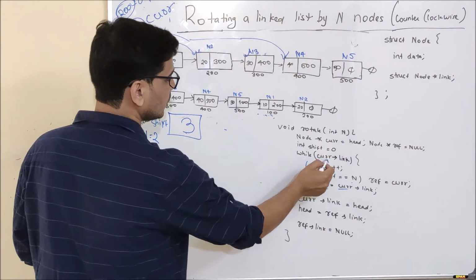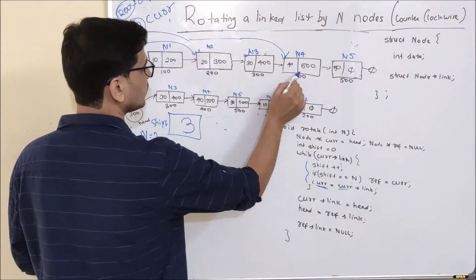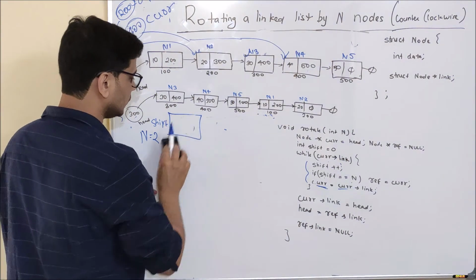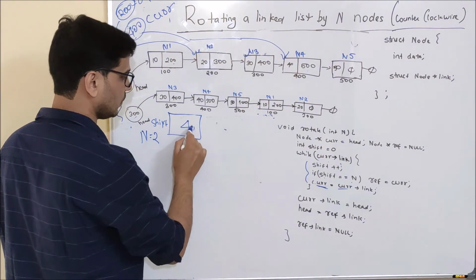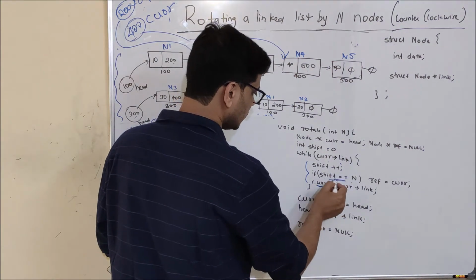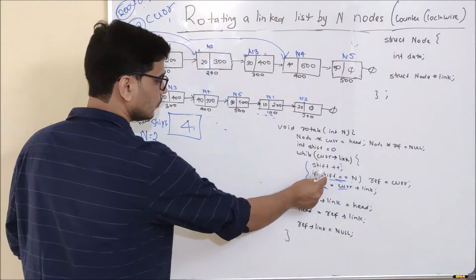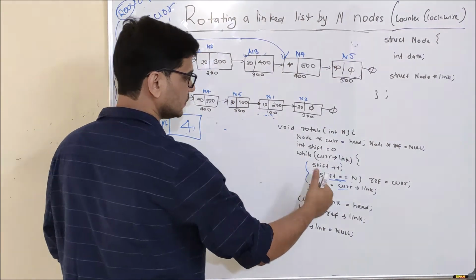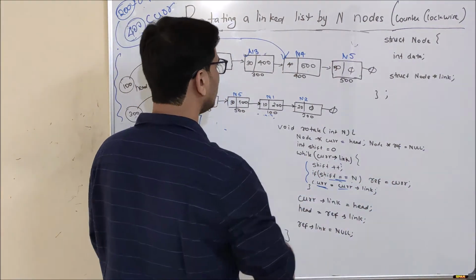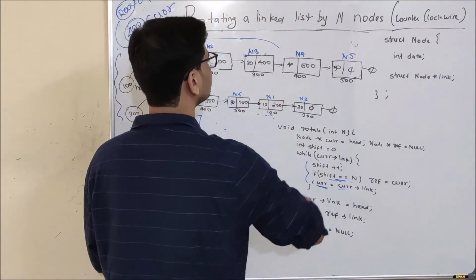Current dot link, what is current dot link? 500, so not null. Shift will be incremented by 1. Okay. This if condition will be checked. Shift is 4, n is equal to 2. So condition false, this line will not execute. Current will be shifted once more.